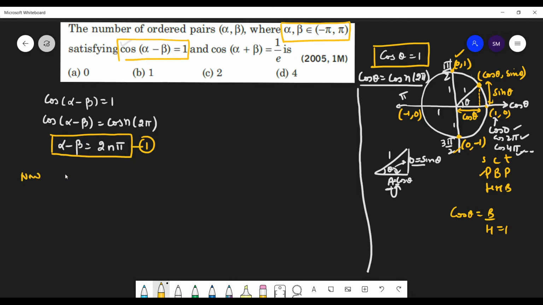Now alpha and beta belong to the interval minus pi to pi. What does this mean? It means alpha lies between minus pi and plus pi. Beta lies between minus pi and plus pi. Now you need here, students, minus beta.